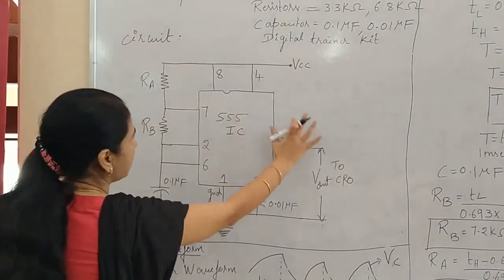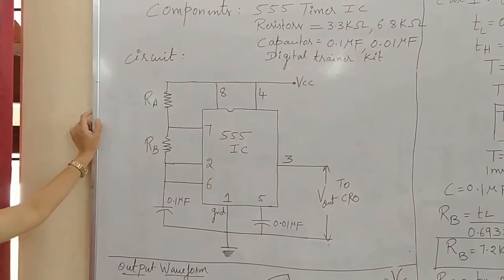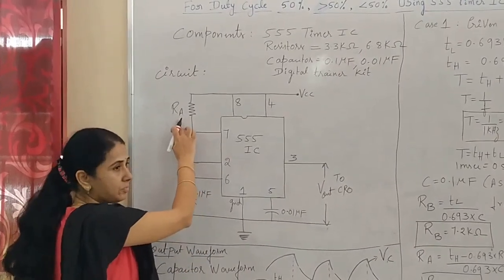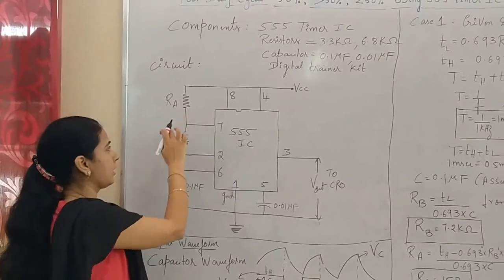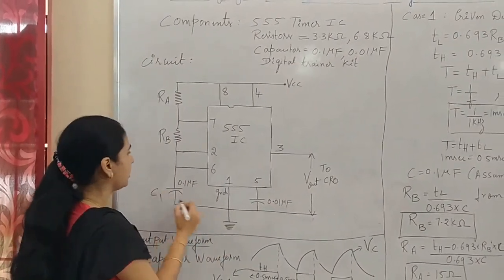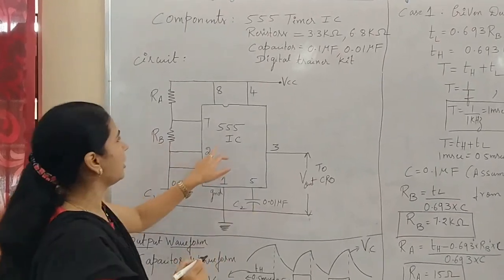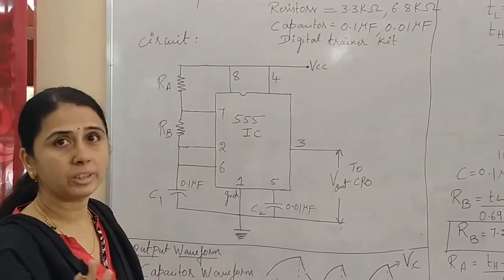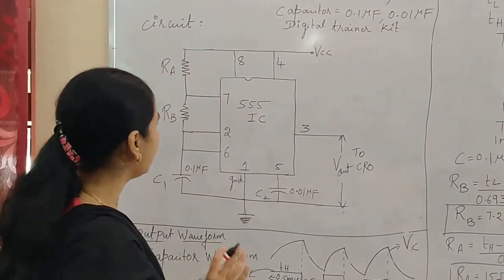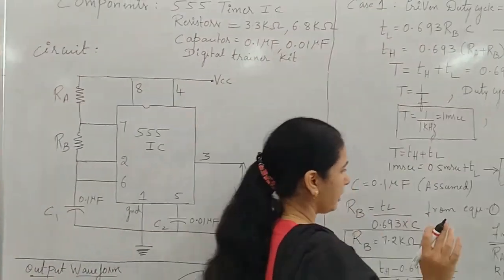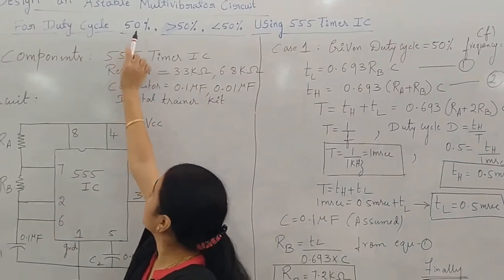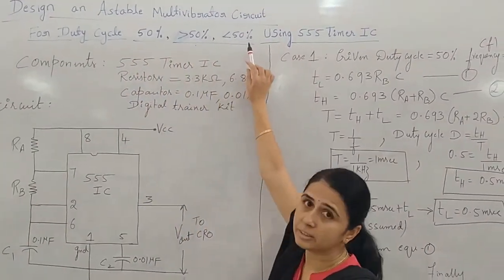So this is a circuit you need to design. Designing a circuit in the sense, if you look at this circuit, we have many components here. We have two resistors which are named RA and RB, and we also have two capacitors. We call these C1 and C2, and we have an IC 555 timer. Overall we require three components, that is one IC, resistors and capacitors. Designing in the sense, making use of the data given, you need to design an astable multivibrator for different duty cycles. That is for 50%, greater than 50% and less than 50%.